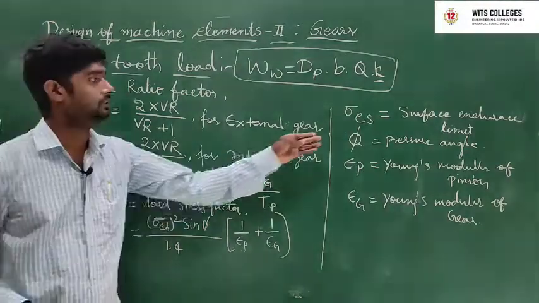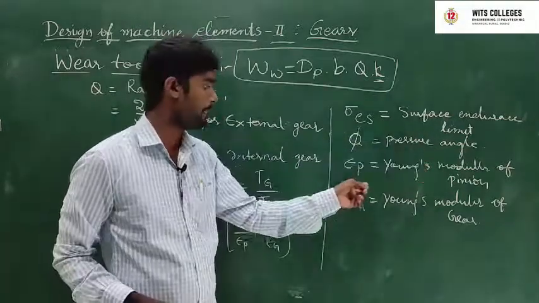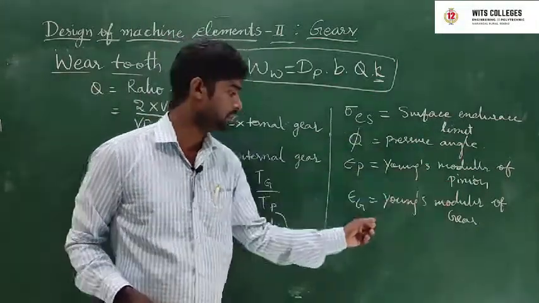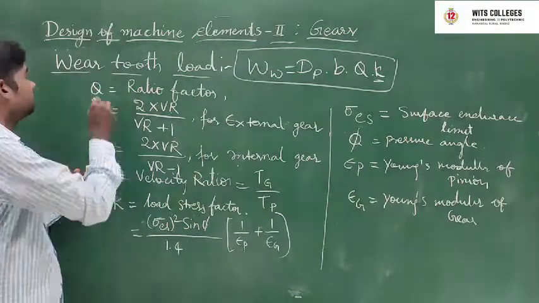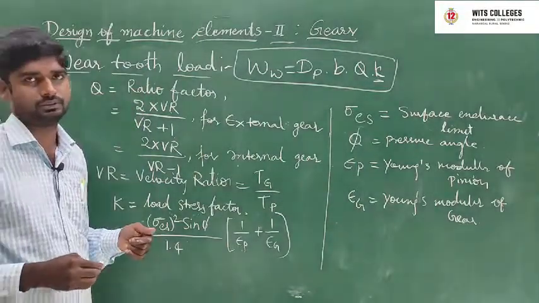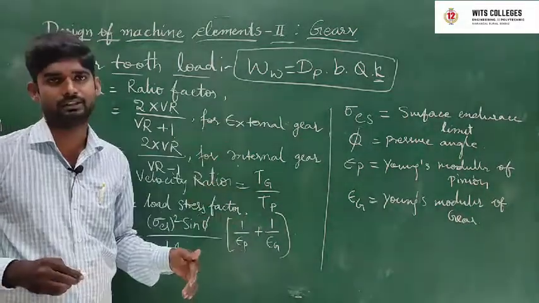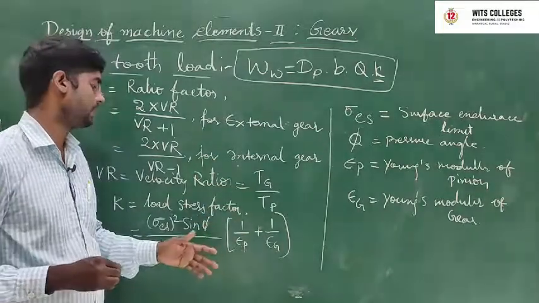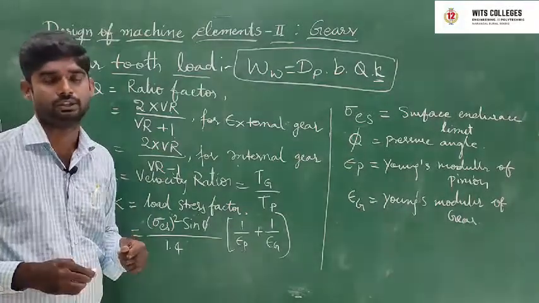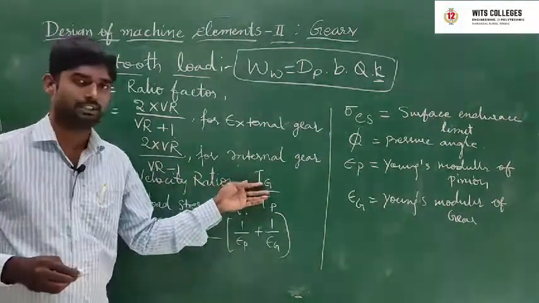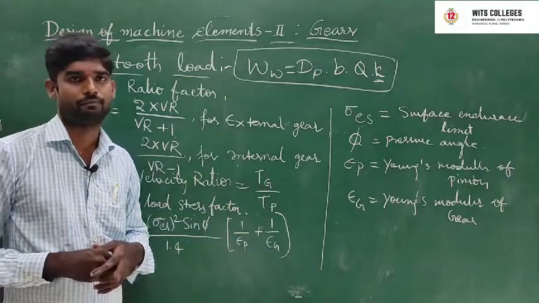What is sigma ES? Surface endurance limit. Phi is equal to pressure angle. EP is equal to Young's modulus of pinion. EG is equal to Young's modulus of gear. This is the total wear tooth load equation. If you want to find out the wear tooth load, then we need all these given data. If there is no given data, find out EP, EG, sigma ES or the velocity ratio. Velocity ratio is equal to number of gear teeth by number of pinion teeth.